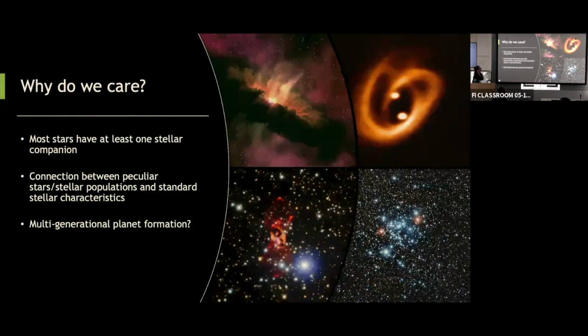So these are important because lots and lots of stars out there have companions and likely go through these kinds of events. That's why there's lots of different kinds of systems that people study having gone through these. They are a connection between these peculiar stars and stellar populations that don't quite follow our standard predictions of stars and stellar characteristics, and potentially might lead to multi-generational planet formation.